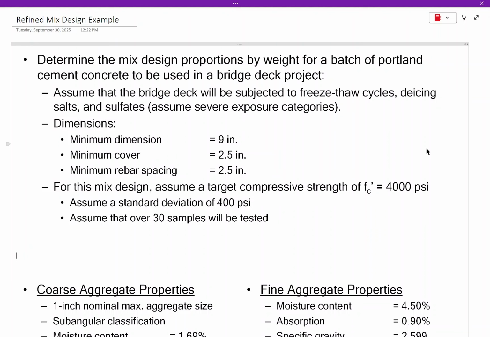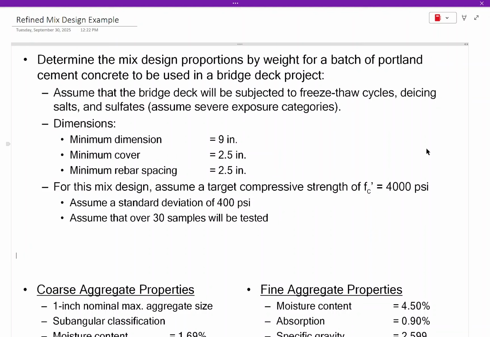These dimensions are going to be necessary for assessing our aggregate. So this is a bridge deck that's going to be 9 inches thick. So just to be clear, we're talking about the slab that goes on top of the beams on a highway bridge. Okay, so we're going to say that deck is 9 inches thick.